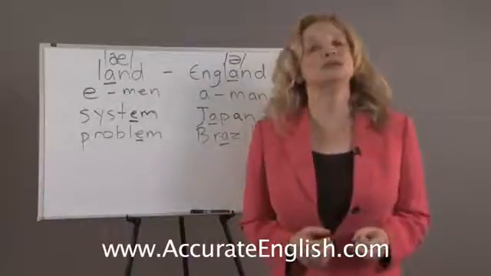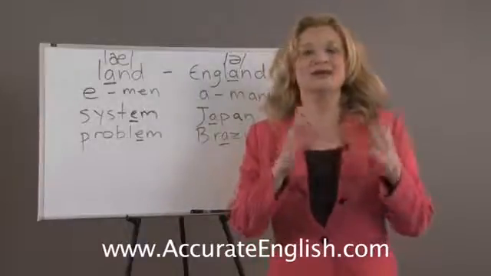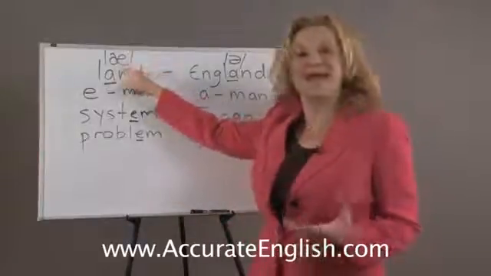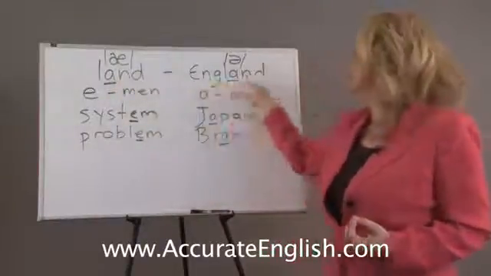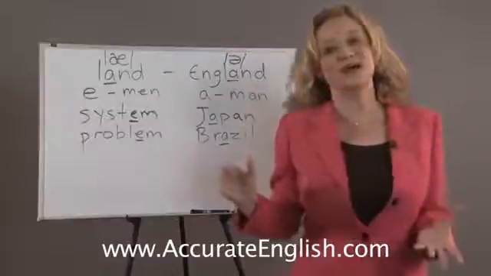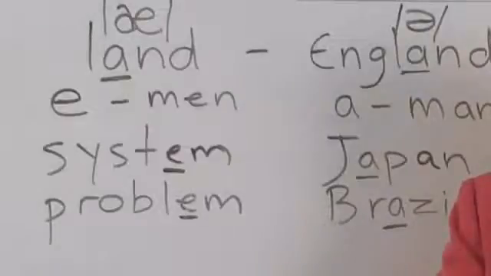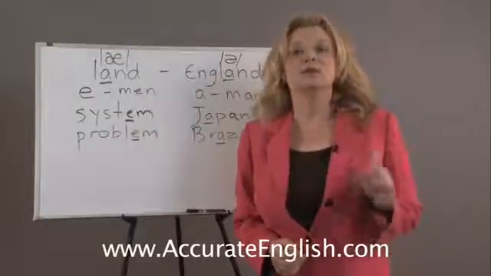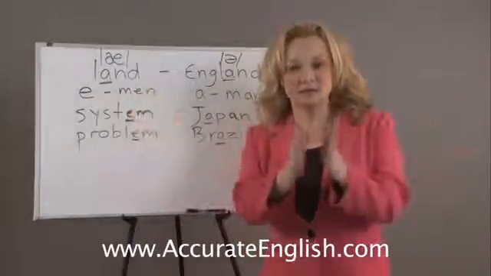So what I want to teach you today is about what happens to the vowels A, E, I, O, U. They change sometimes, and very often this sound can sound completely different. For example, land and England. These are two different sounds. I didn't say England. Why not? Why did I change the vowel? Because of the importance of the rule of stress and reduction.